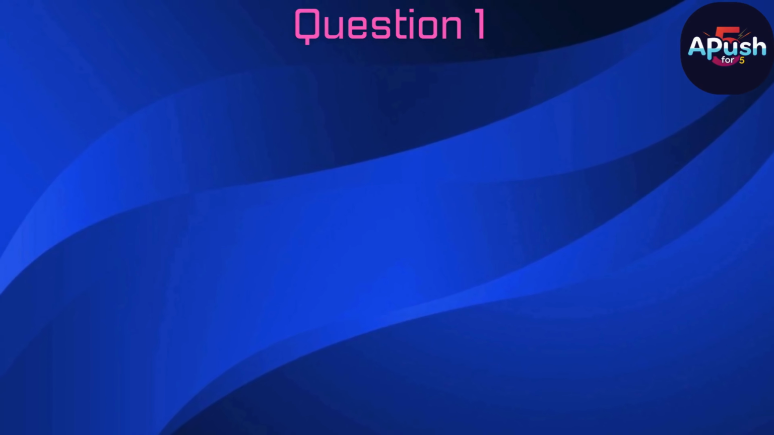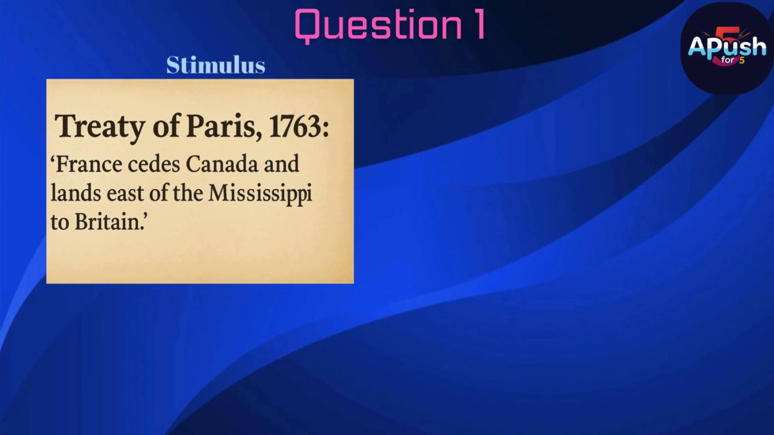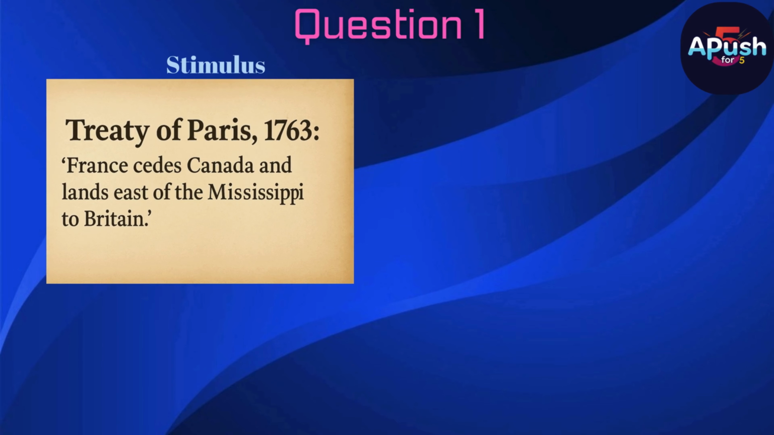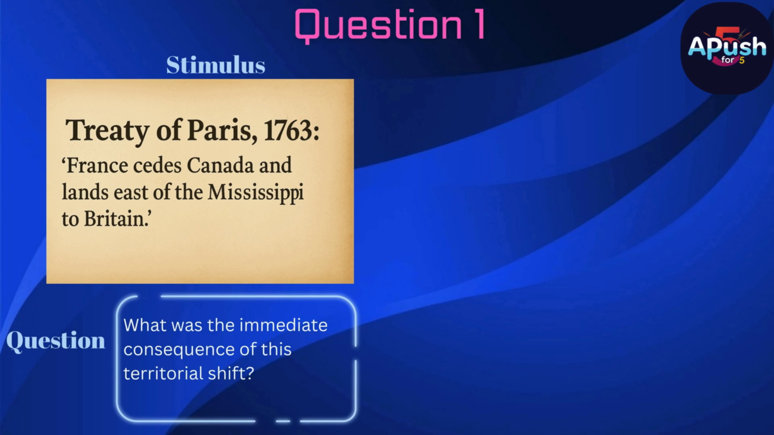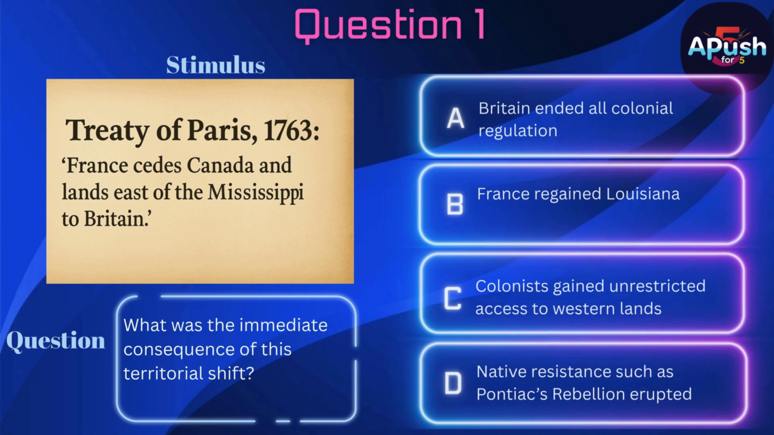Question 1. Stimulus. Treaty of Paris, 1763. France cedes Canada and lands east of the Mississippi to Britain. Question. What was the immediate consequence of this territorial shift? A. Britain ended all colonial regulation. B. France regained Louisiana. C. Colonists gained unrestricted access to western lands. D. Native resistance such as Pontiac's Rebellion erupted.